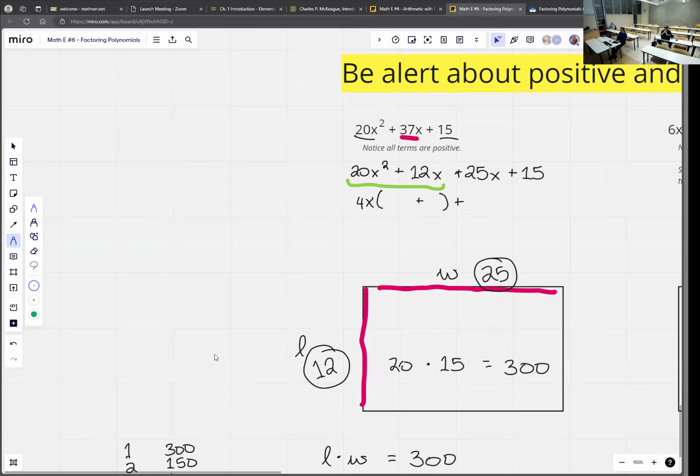So 4x times what is 20x squared? How much more plain number do I need? Multiplying. 5. 5, 4 times 5 is 20, and I need one more x to get x squared. Everyone okay with that step? I'm not going to write more. Put a thumbs up in chat or ask a question out loud or something like that.